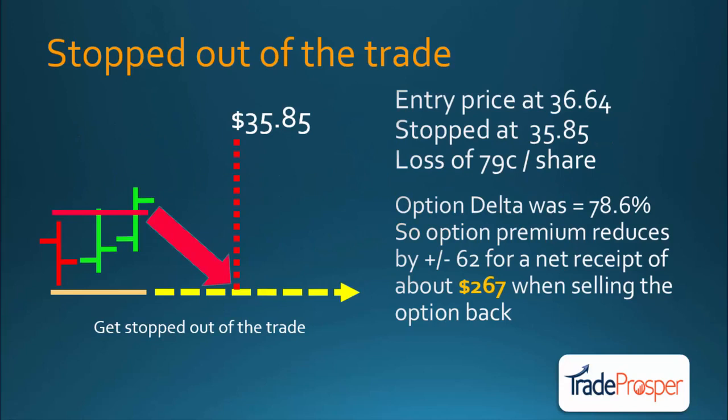So having worked out that the share price itself moved lower by 79 cents, and then you remember that our option delta only reflects 78% of that move, our option price itself would have only dropped by around about $62. So when selling back this option, we'll get back somewhere around $267 back from the original $330 spent.